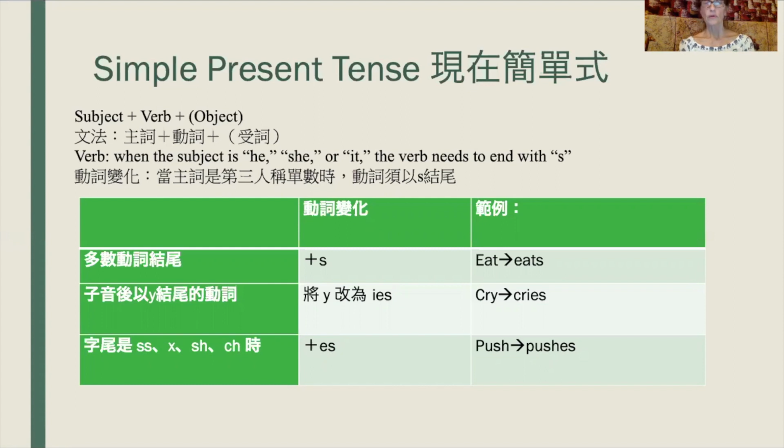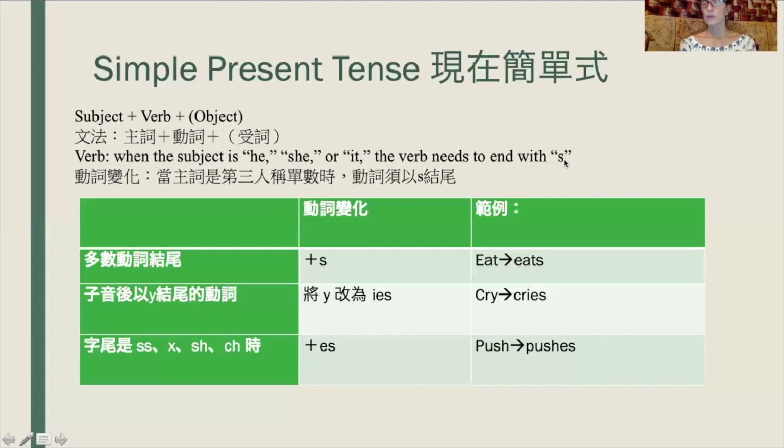Well, it depends on who the subject is. So who's doing something? Okay, the subject, 主词. If the subject is he, she, or it, third person, he's doing it, she's doing it, the dog is doing it, then the verb has to end in S.